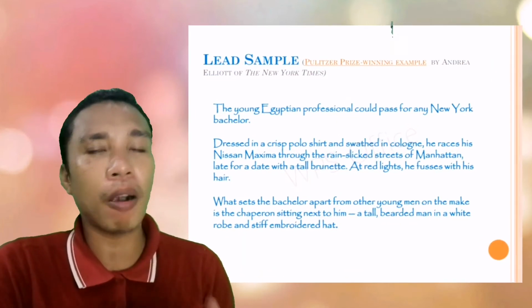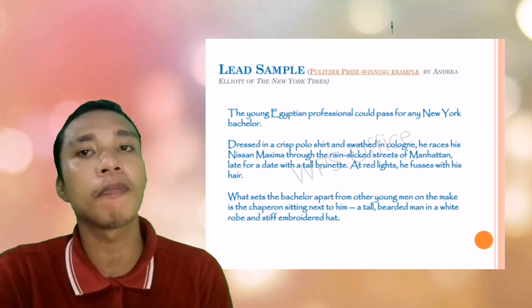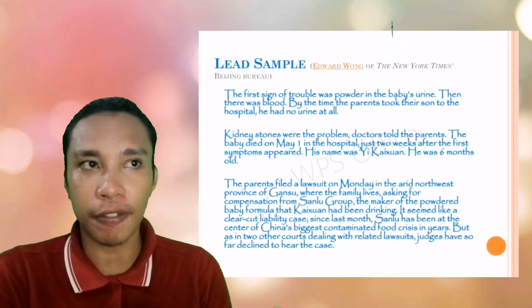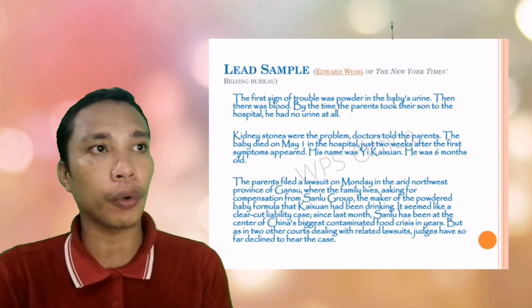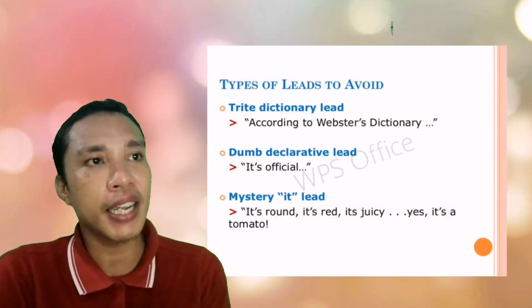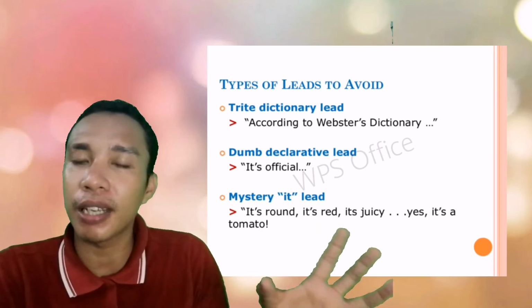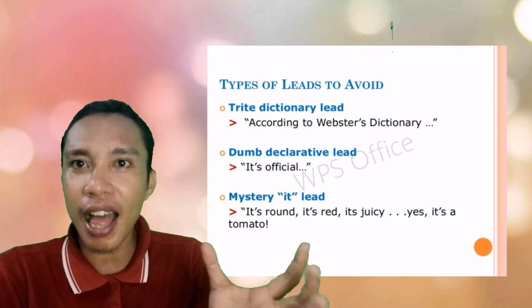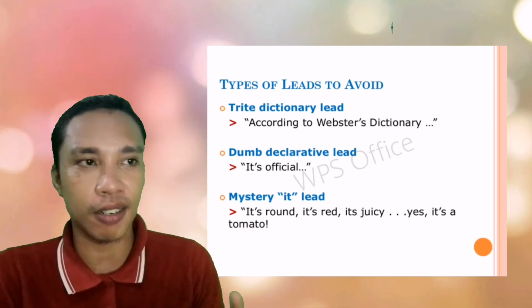All right, now on the PowerPoint, on the instructional material that I sent you guys, there are examples of the different types of leads that you should avoid when writing or producing a feature story. So number one, the trite dictionary lead, "according to Webster Dictionary." It's not something that would catch the attention of your readers. Or the dumb declarative lead: "It's official." What is official? It would not really get the attention of your readers.